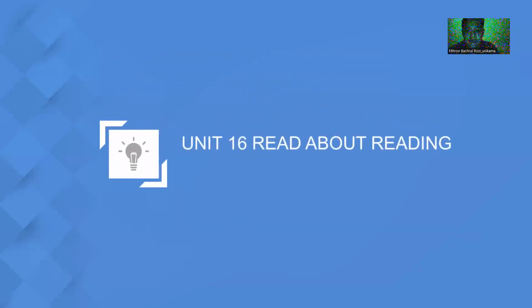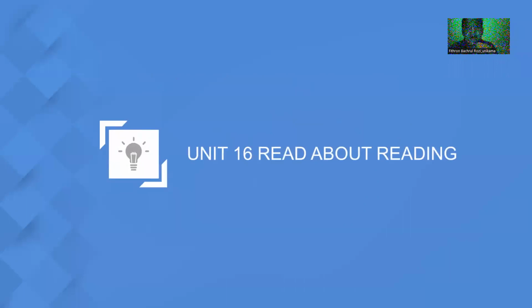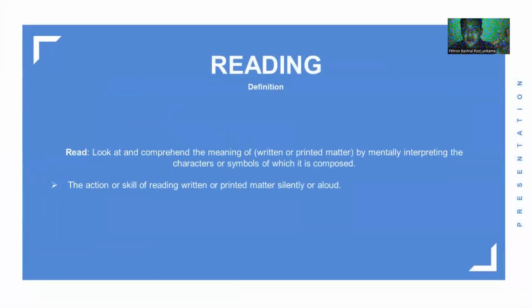Okay, let's start about unit 16, read about reading. Before we start that, we know that reading is a kind of activity that looks at and comprehends the meaning of the text, written or printed matter, by mentally interpreting the characters or symbols of words of which it's composed by the writer or structured by the writer. So reading is the action or skill of reading written or printed matter silently or aloud.